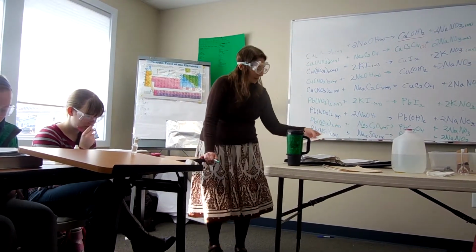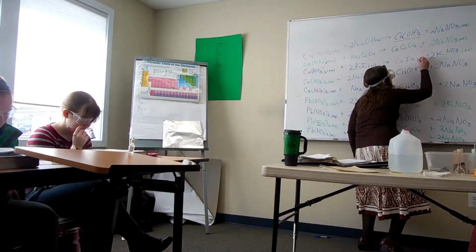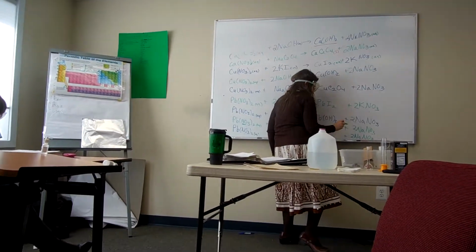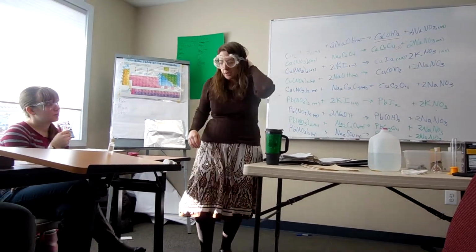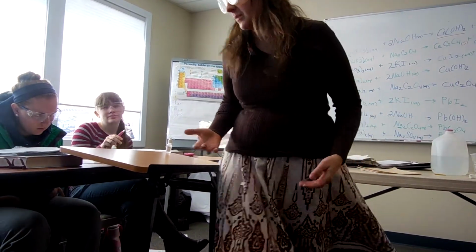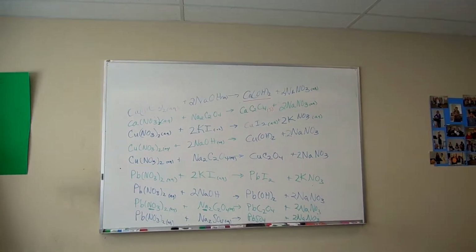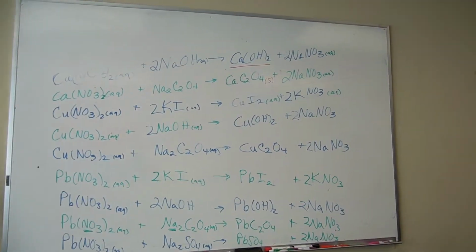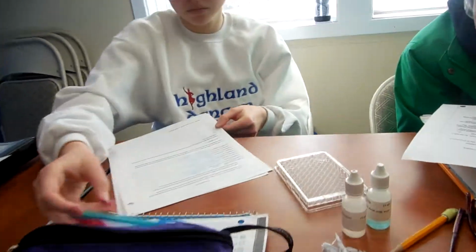So what do you predict? Would we see a precipitate or not? We're rolling. Okay, so we're predicting that we're not going to see a precipitate here, because our solubility rules predict that copper iodide is soluble in water and potassium nitrate is soluble in water. So we shouldn't see a precipitate happen.